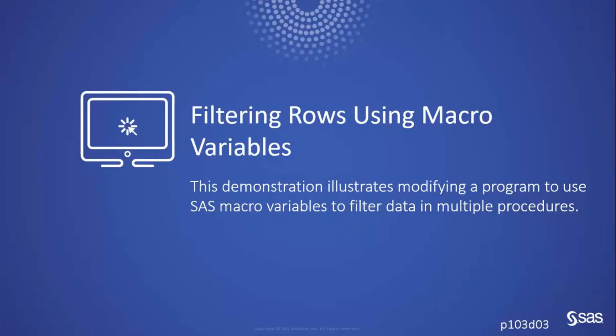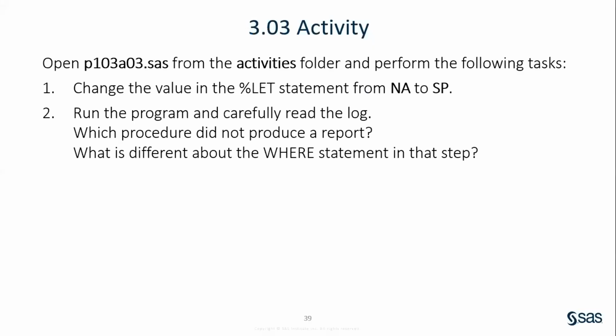So you had done this demo. So now open this activity. It's telling to change the value in the percent let statement for NA to SP. Now it's only NA to SP, one value. Run the program and carefully read the log. Which procedure did not produce a report? What is different about the where statement in that step?